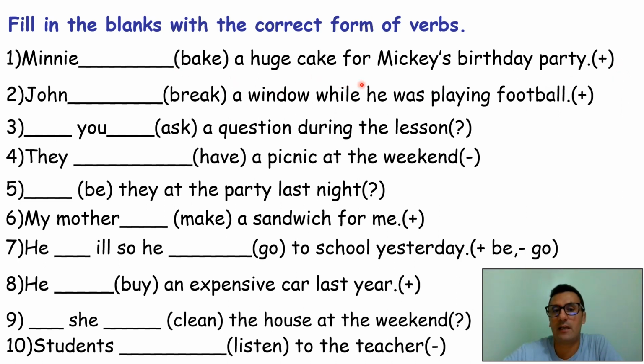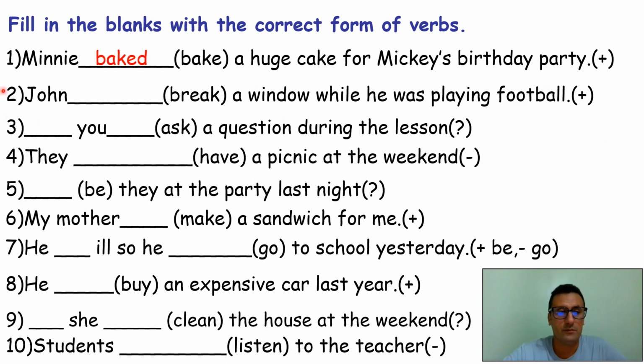Minnie, a huge cake for Mickey's birthday party. Donc, Minnie, to bake, simple past. Quelle forme c'est? Affirmative, on va dire baked, tout simplement parce que c'est un verbe régulier. C'est-à-dire qu'on va ajouter juste D à la fin. Déjà, on a E, donc juste D. Minnie baked a huge cake for Mickey's birthday party.